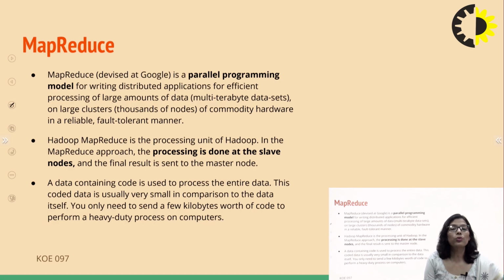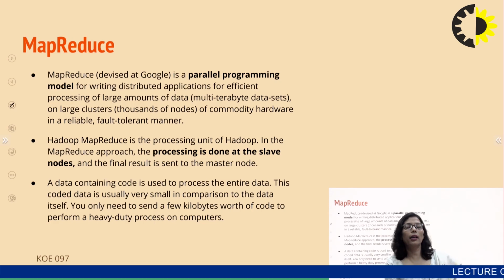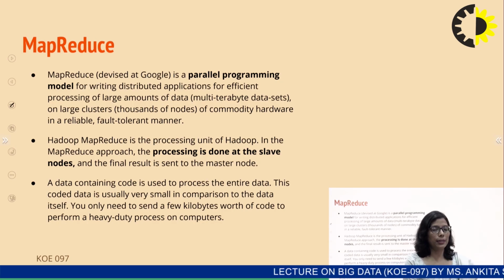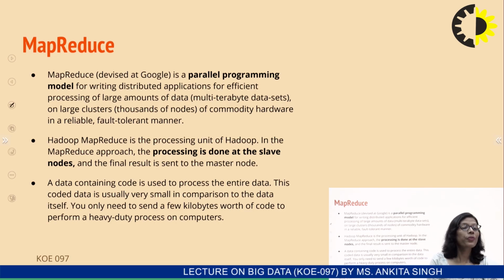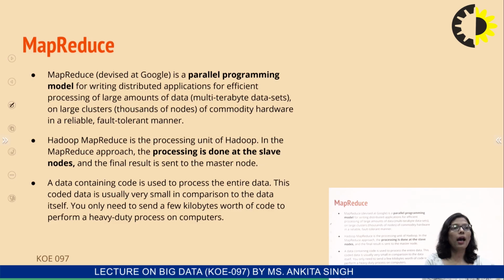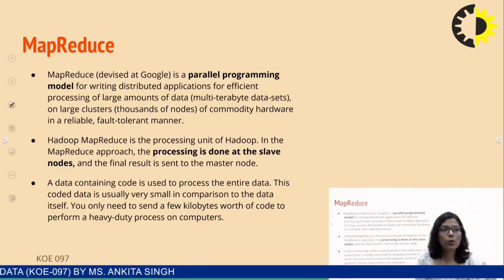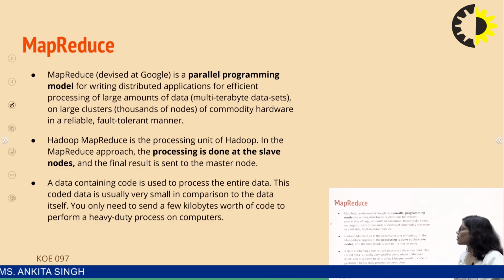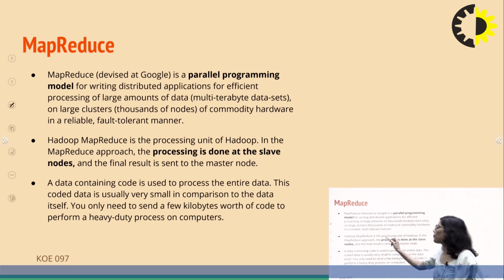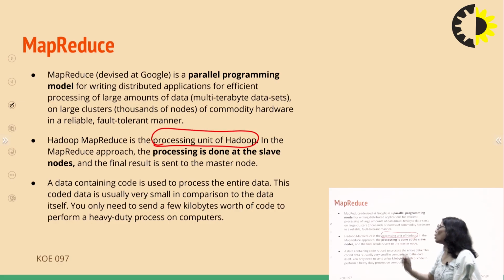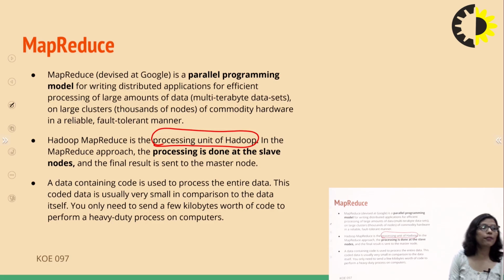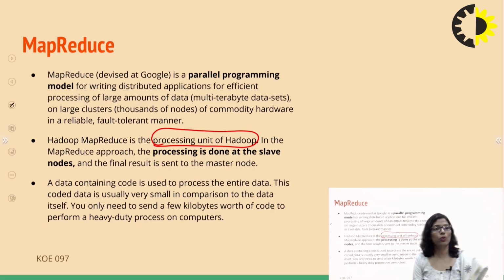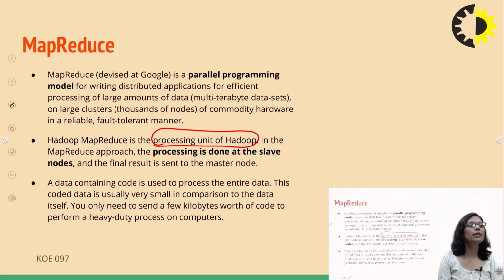Second is your MapReduce. Now we have stored the data in parallel in a distributed manner across various commodity hardware through your HDFS system, where we have data nodes and name nodes. Now we need to manipulate that data, and to manipulate that data in a parallel way, we use the concept of MapReduce. MapReduce is a parallel programming model for writing distributed applications for efficient processing of large amounts of data. Basically, MapReduce is the processing unit of Hadoop. The processing is done at the slave nodes and the final result is sent to the master node. So whatever processing happens, it will happen in your slave nodes.